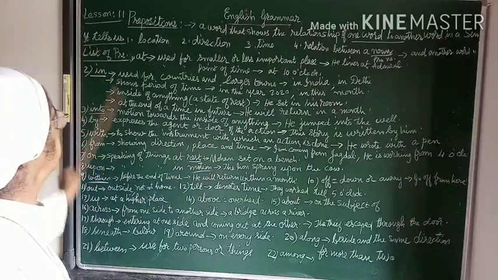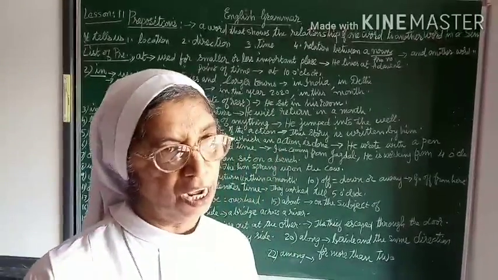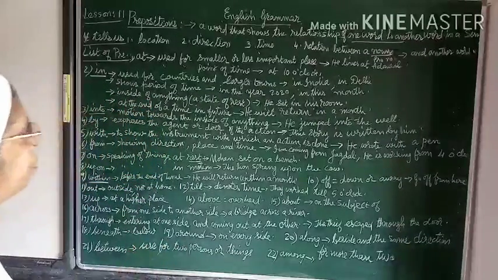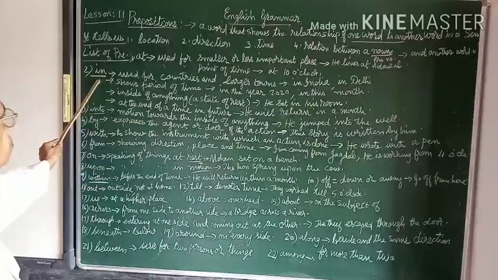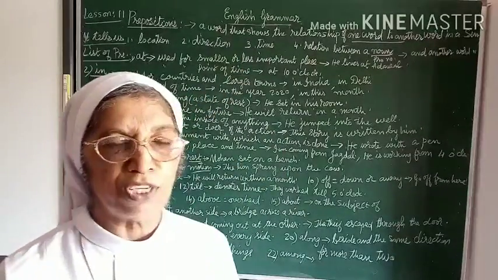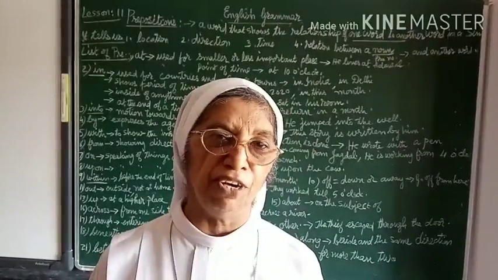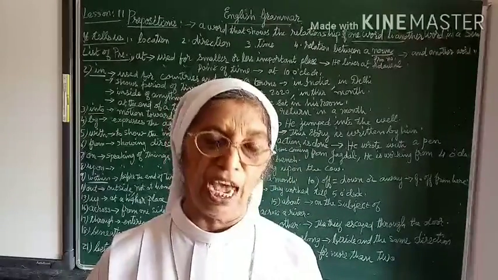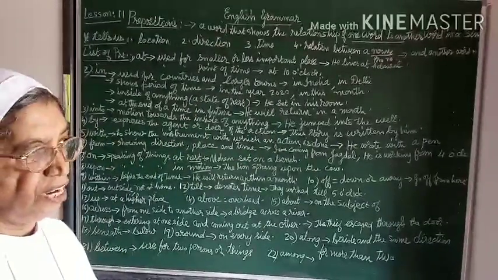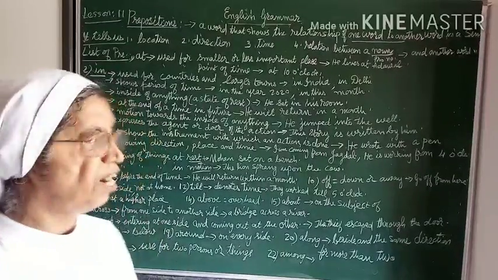Next one is in. Sometimes you are in doubt when to use at and when to use in. We have seen at is used for smaller or less important places. Now in is used for countries and larger towns. We don't say I live at India, because India is a larger country. So we say I live in India at Adaval, or I live in Chhattisgarh at Adaval.